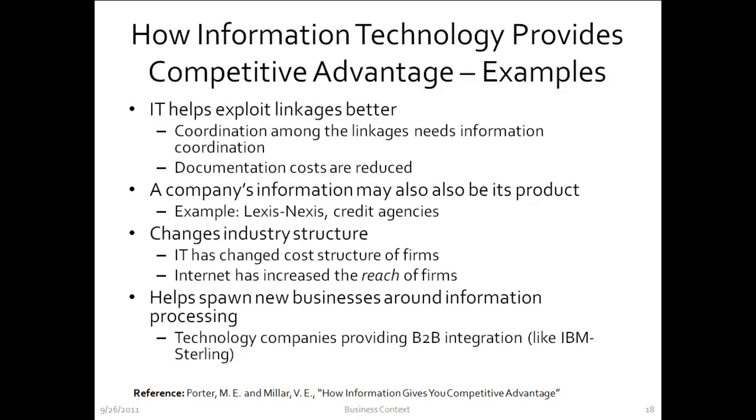Next, IT can change the industry structure. For example, through the use of IT and automation, IT can change the cost structure of firms. So all of a sudden, a firm has a significantly lower cost in producing some kind of product, and thereby it has a competitive advantage. And if you think about it, the internet has increased the reach of firms. Firms that could only sell in their local market because they could only advertise in the local market, it was too costly to advertise, say, nationally or make yourself known nationally. All of a sudden, through the internet, they can advertise and make themselves known and make their products and services available nationally.